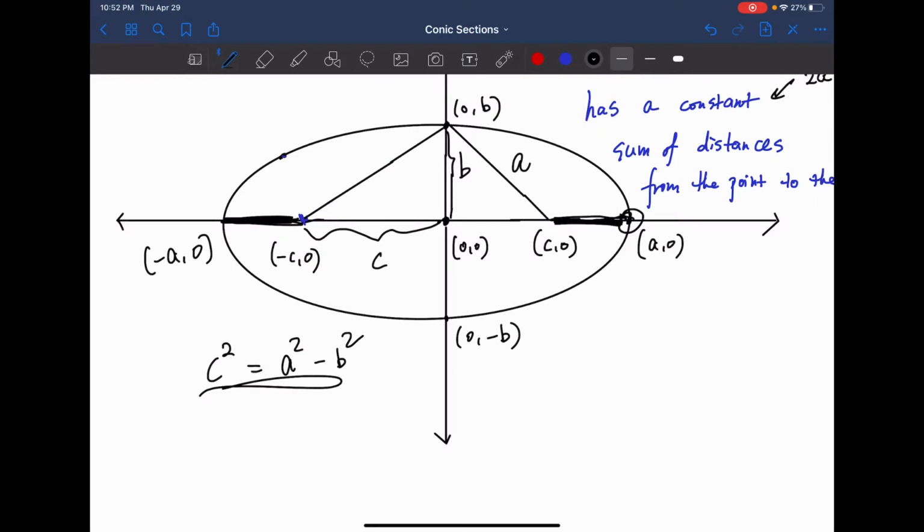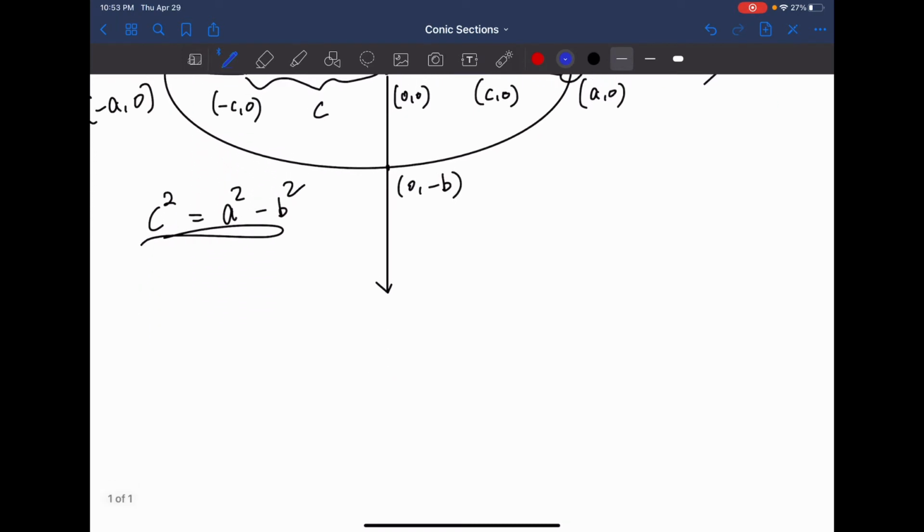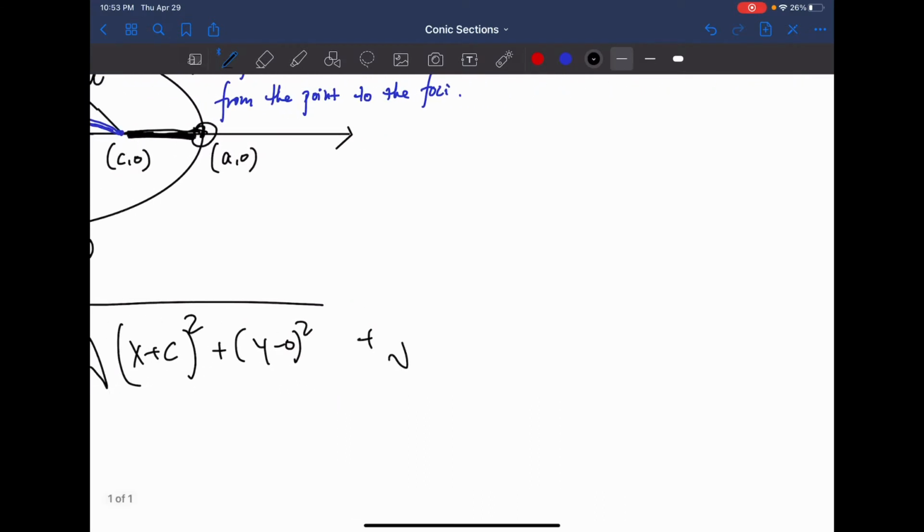So now let's derive the equation for our ellipse. Let's say that a point on the ellipse has the coordinates x and y, and it has two distances from the two foci. These are the two distances that we have. So the first distance, from x, y to (-c, 0), would be the square root of (x plus c) squared plus (y minus 0) squared, plus the square root of (x minus c) squared plus (y minus 0) squared, is equal to 2a.